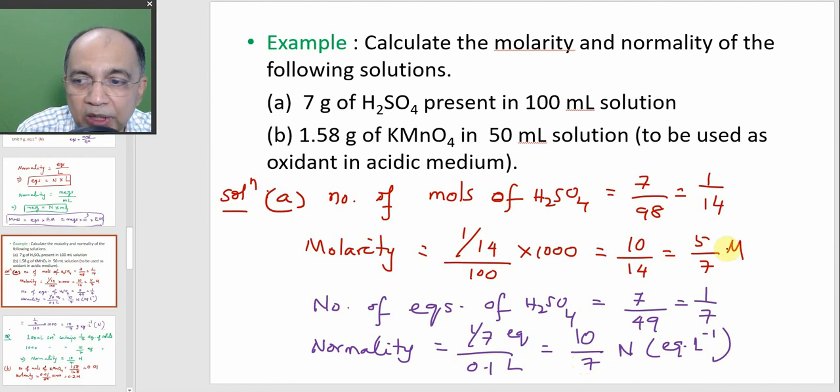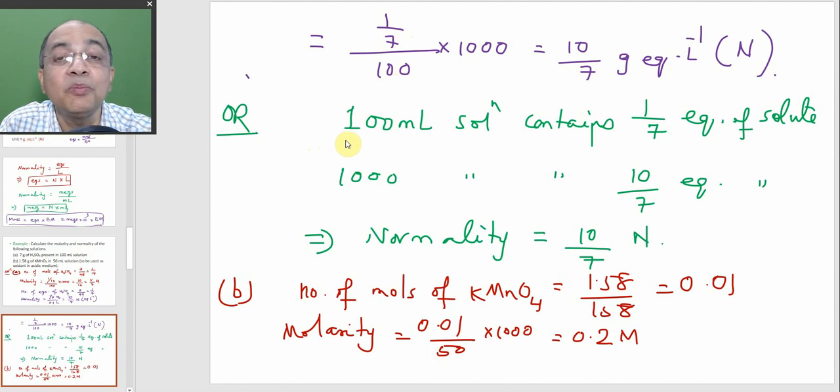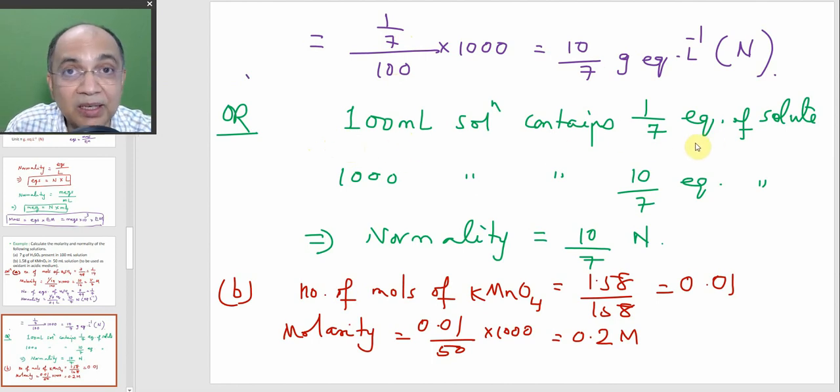So how are they correlated? This correlation is very simple. Or my way, 1 by 7 divided by the volume of solution in milliliters into 1000. Or in some other way, in the unitary method, if 100 ml solution contains 1 by 7 EQs of solute, then how many EQs of the solute does 1000 ml contain? 10 by 7. So normality is equal to 10 by 7 N.